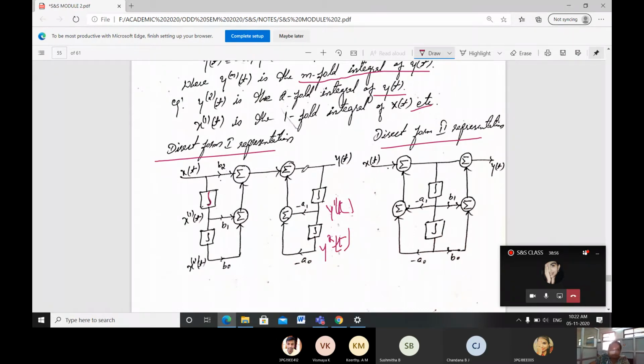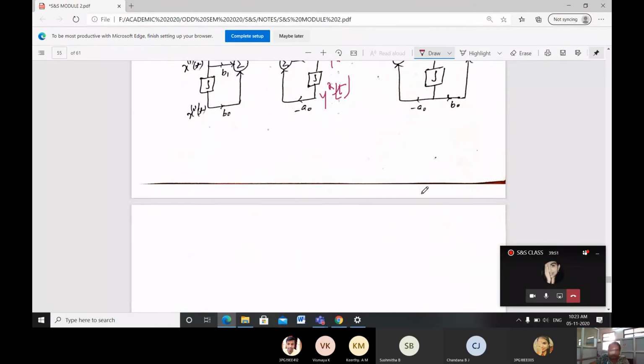Direct form 2: how many integration functions are there here? 1, 2, 3, 4. Instead of going for 4 integration functions we can reduce to 2. How is it reduced? Observe here, for x of t the summation is shifted to this side, where I am combining these two integral functions. If I combine, instead of 4 I can use 2 integral functions. X of t, here it's going to be minus a1, then minus a2, a naught, then here it will be b2, I missed writing b2 here, then b1, b0. You have to remember these two forms, direct form 1 and direct form 2, how they are written.